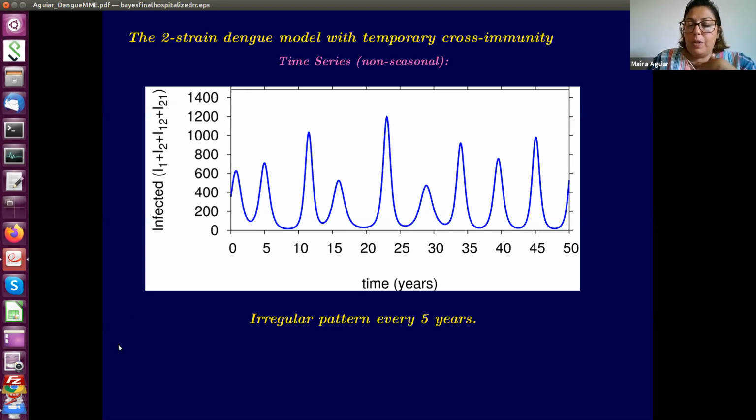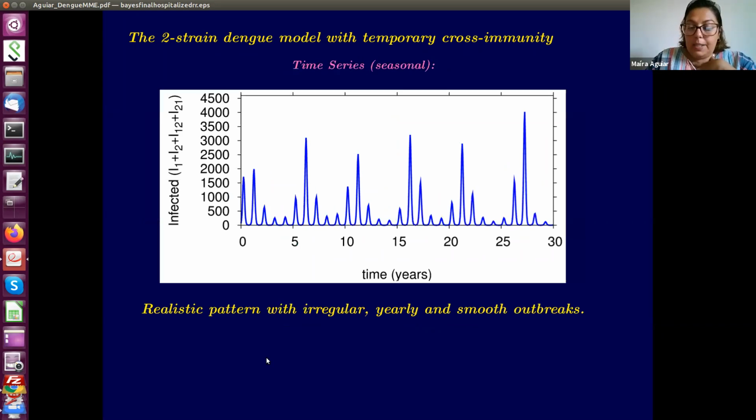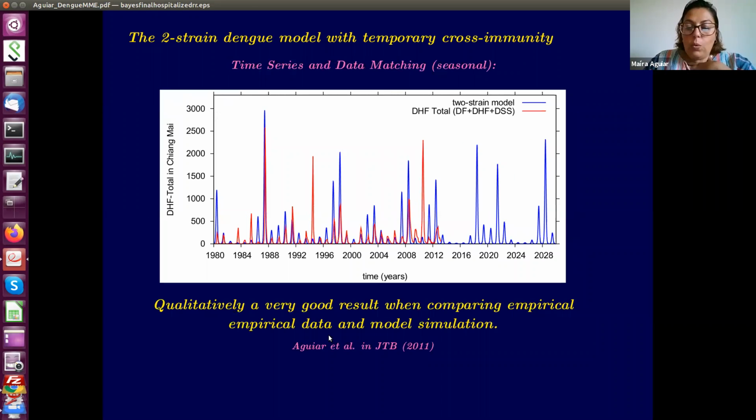In terms of time series, we see that we have outbreaks every 4 to 5 years, and it's not data-like, but we know that dengue is a seasonal disease. And as soon as we add seasonality, we get a realistic pattern with yearly outbreaks that can be compared to the data we have. So we get, qualitatively, a very good result when comparing empirical data and the model simulation.